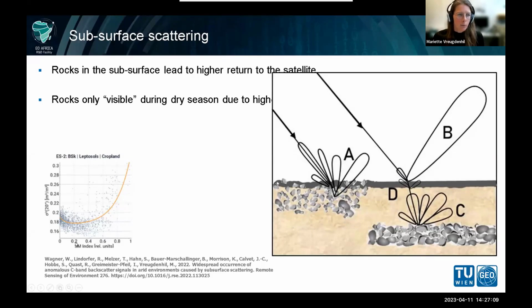So what we're seeing here on the x-axis in the scatter plot is the soil moisture from the model, and on the y-axis we can see the backscatter from the satellite. And what we see is that there's this inflection point where, if we have extremely low soil moisture, the backscatter is going up again. So then the model retrieves high soil moisture, even though it's only because the signal penetrates deeper into the soil.